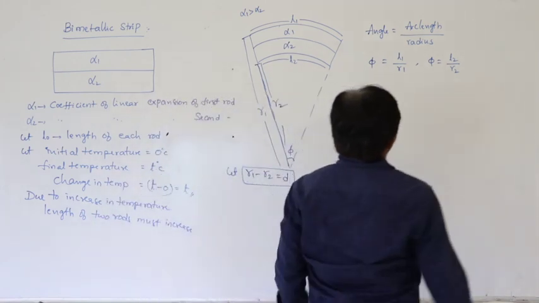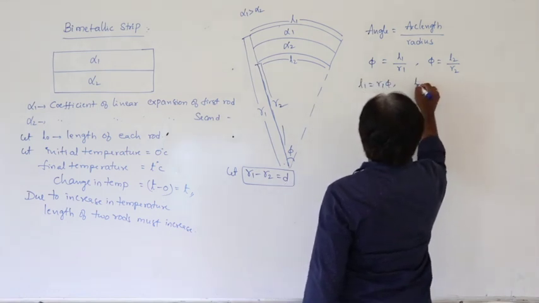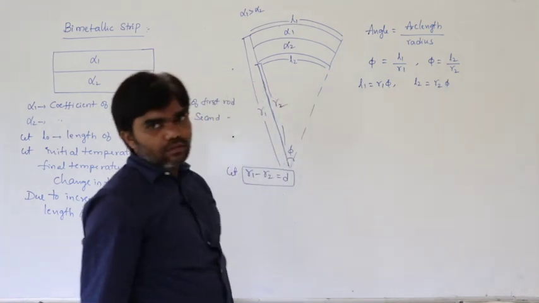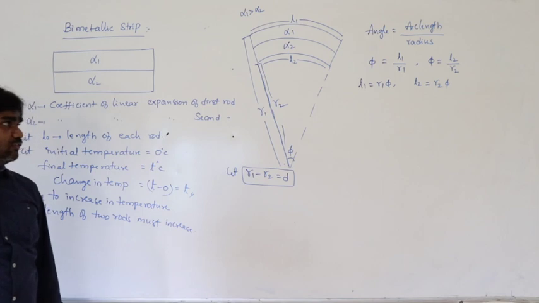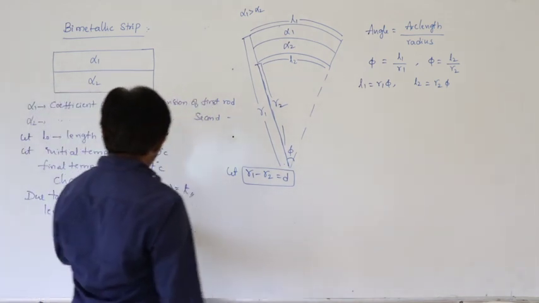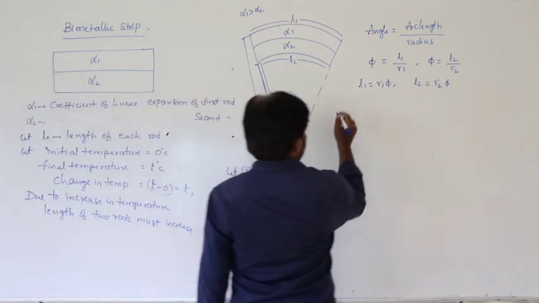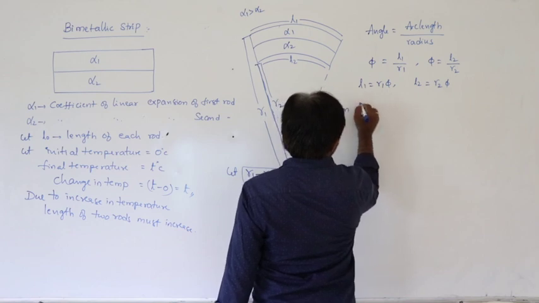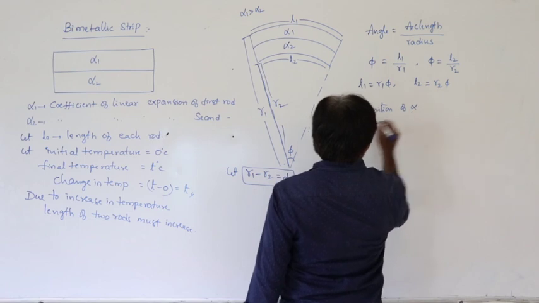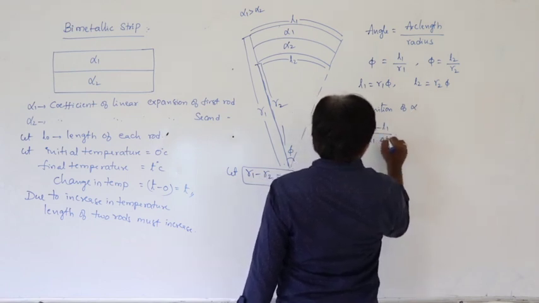So, that is phi. From this, L1 can be written as R1 phi and L2 can be written as R2 phi. But due to increase in temperature, the length of each rod must increase. So, from the definition of alpha, we know alpha is equal to L2 minus L1 by L1 into delta T.